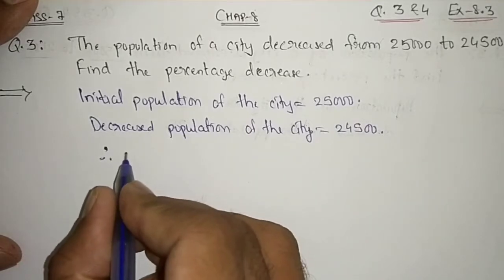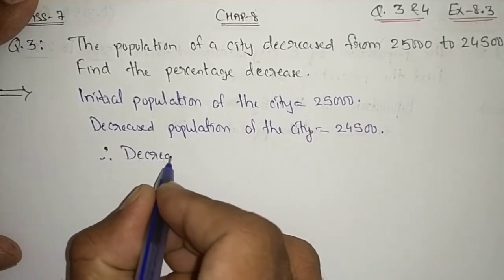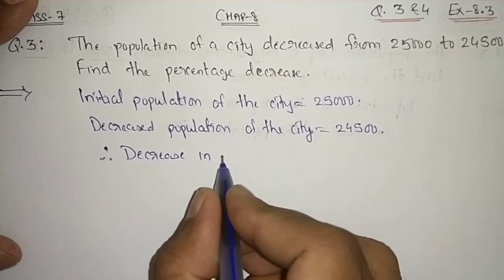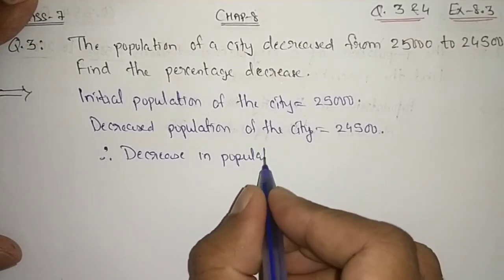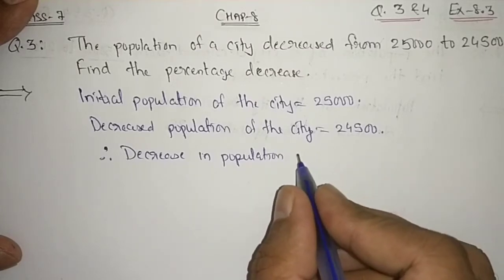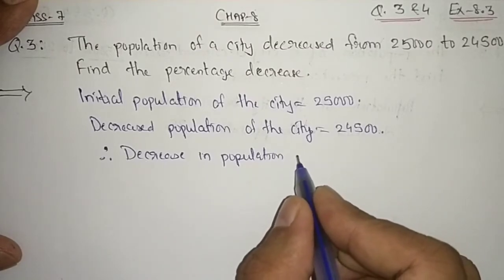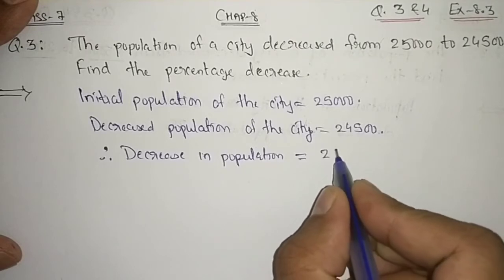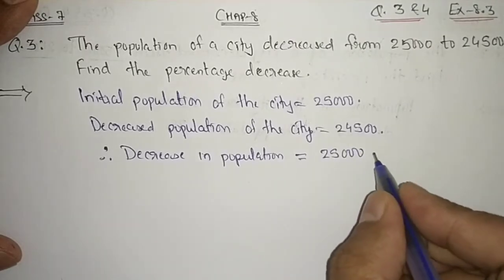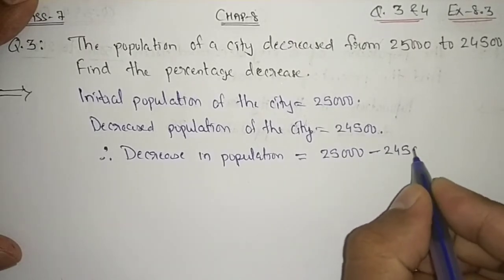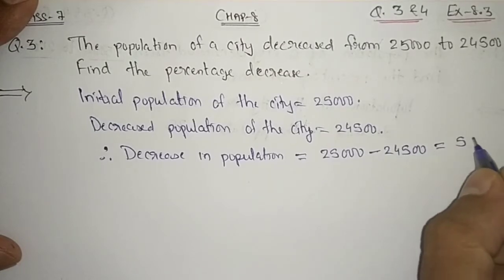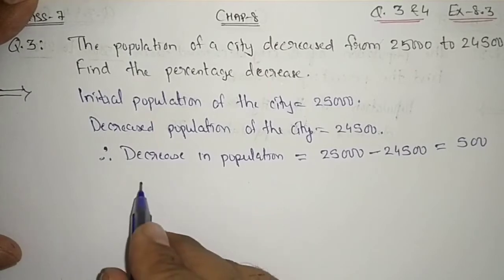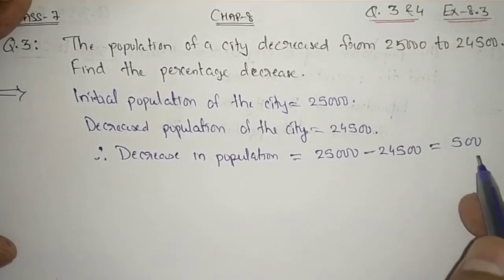Therefore, the decrease in population, how much decrease is there, that we are supposed to find. So decrease in population is equal to 25,000 minus the number after decrease, 24,500. So finally we will get the decrease in population is 500.